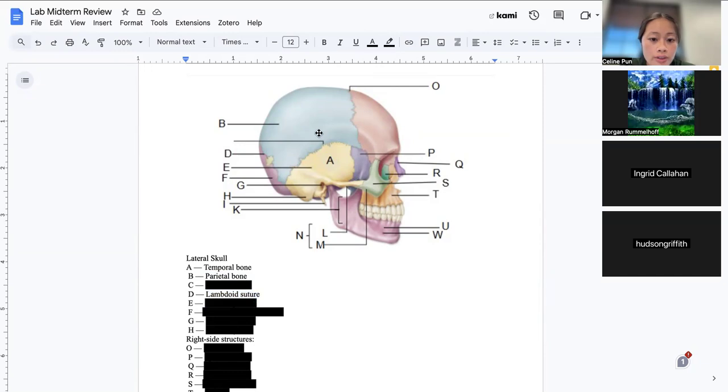Is it pointing to this? Oh, it's pointing to... This is talking about... Oh, I see. C is missing. C is right here. C is the suture. What is the suture called? The squamous suture.